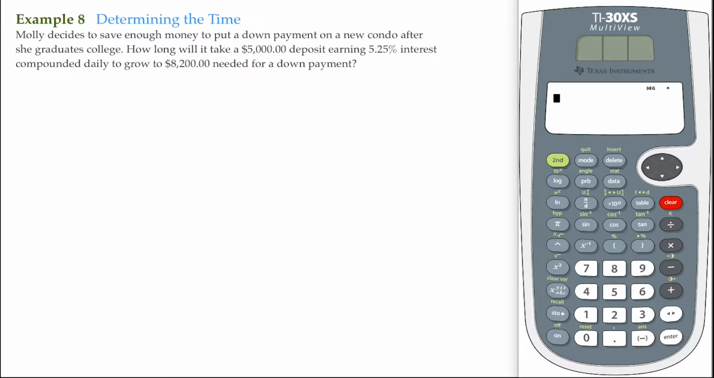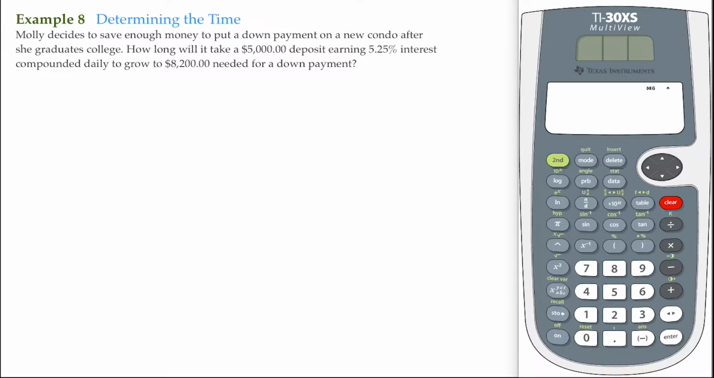So here we continue with the future value for compound interest. In this scenario, we're going to be determining the time. Now keep in mind that you're not necessarily going to get a heading that's going to tell you what variable to solve for. You have to be able to glean it out of the scenario as you read it.